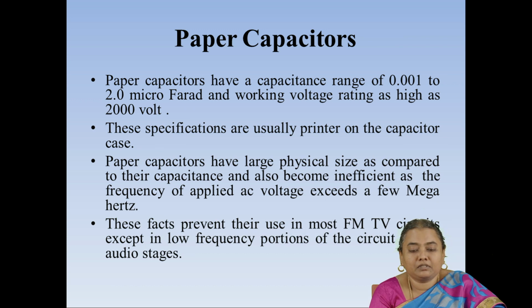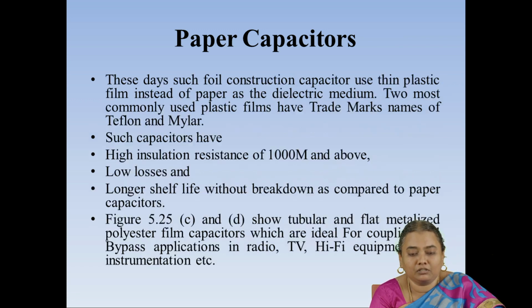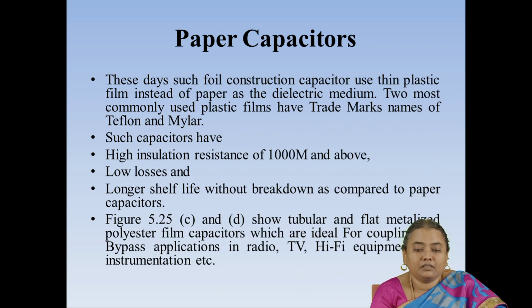Paper capacitors have large physical size as compared to their capacitance and also become inefficient as the frequency of the applied AC voltage exceeds a few megahertz. These facts prevent their use in most FM TV circuits except in low frequency portion of the circuit, that is in audio stages. These days, such foil construction capacitors use thin plastic film instead of paper as the dielectric medium.